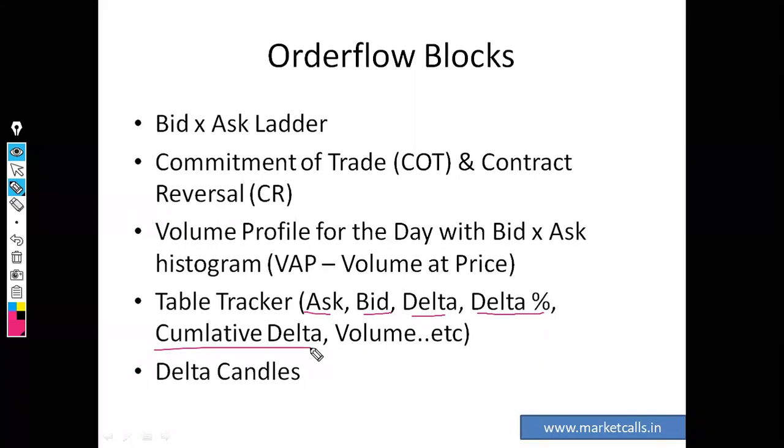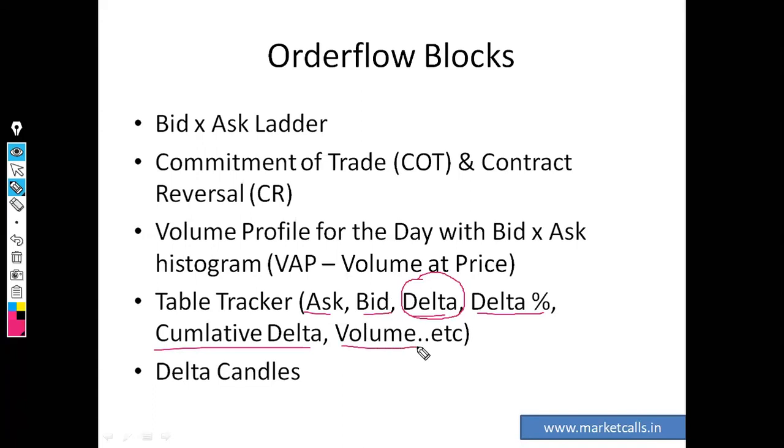So who is controlling this particular day? Whether this entire day is controlled by buyers, or the entire day is controlled by the sellers. That's what cumulative delta talks about. Whereas delta talks about at each and every candle how the buyers and sellers are controlling, whether this particular candle is controlled by a buyer or by a seller. That's what the delta talks about.